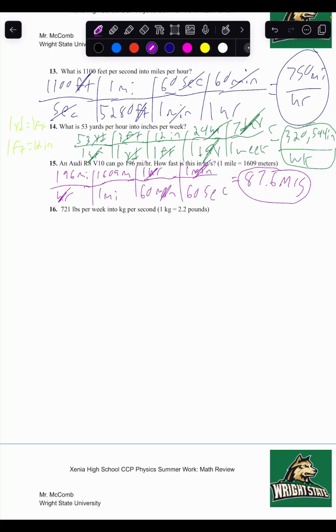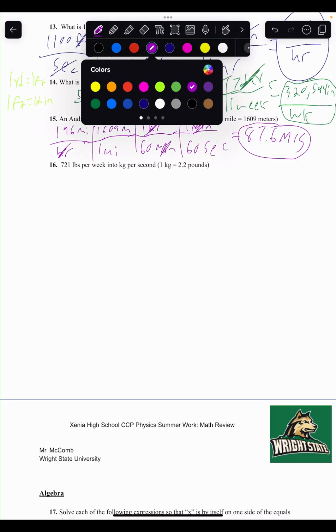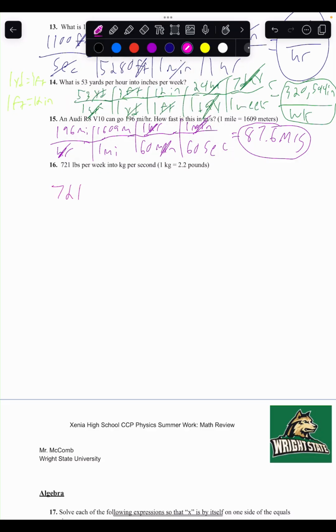And then pounds per week into kilograms per second. 1 kilogram is 2.2 pounds. Pretty simple. Same idea as the last couple that we've done. Let's do this one in pink, I guess. 721 pounds in 1 week. Do this in whatever order you want. Let's just go ahead and get it into kilograms. Pounds here means I want pounds down here. So 2.2 pounds is 1 kilogram.